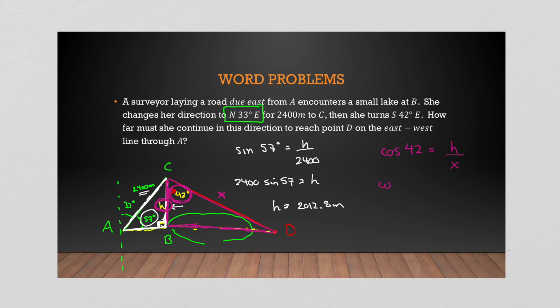And we know that in this case, h is 2012.8. So we have to do our fancy algebra here. So x equals 2012.8 divided by cosine 42 degrees. And we end up with the diagonal value there, how far we have to travel, of 2,708.5 meters. So we've solved for this value here. We've solved for traveling from C to D.